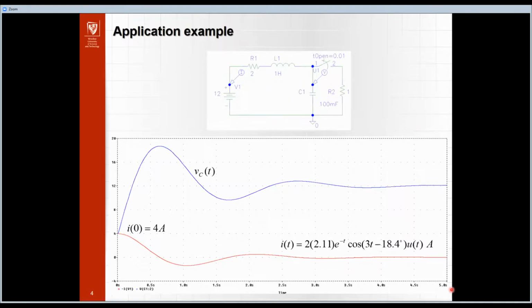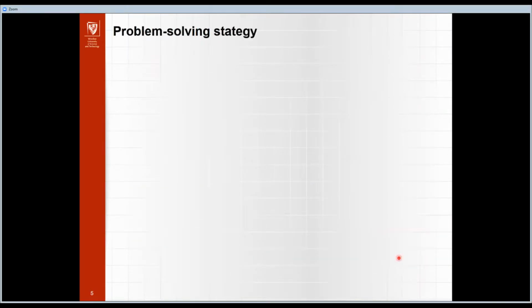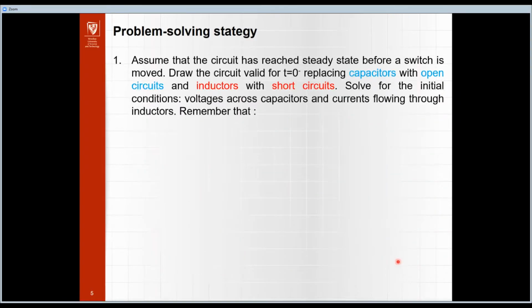Now, of course, we know that the capacitor is a break for DC, and this current is connected with this, and the voltage across the capacitor goes to the voltage source voltage, 12 volts here. Okay, and these oscillations are connected with this cosine factor in these equations.